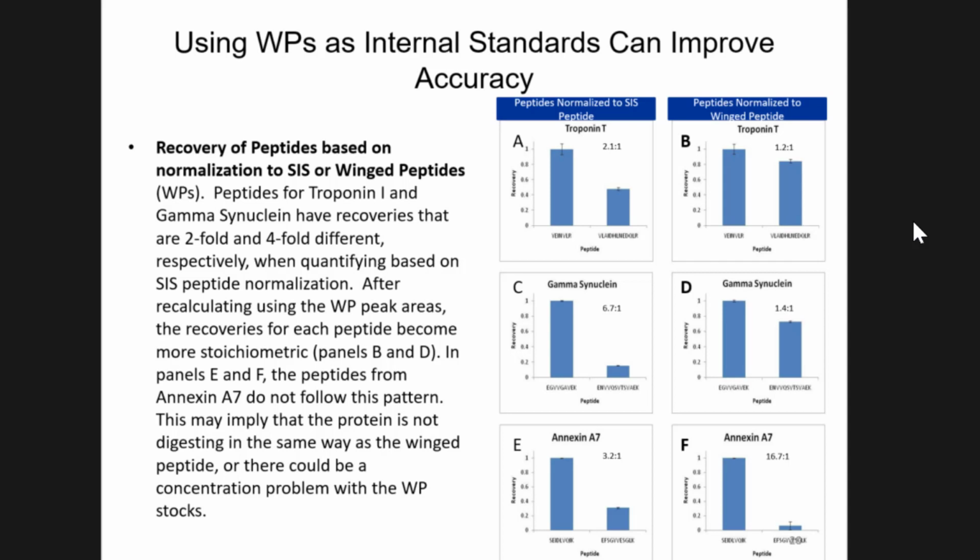The way that the winged peptides were being digested compared to the native or the light protein was not exactly the same. So there was some funny business going on there. And it was disappointing because we didn't really understand why a couple of proteins worked with their winged peptides and another one the winged peptides didn't explain or help with accuracy.